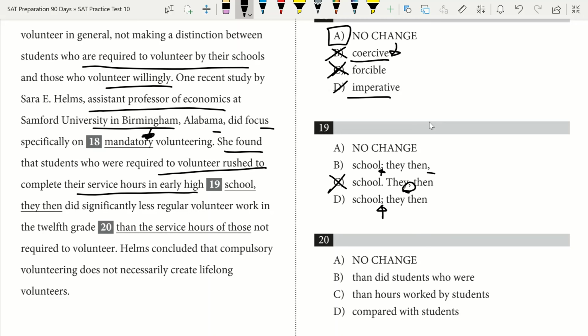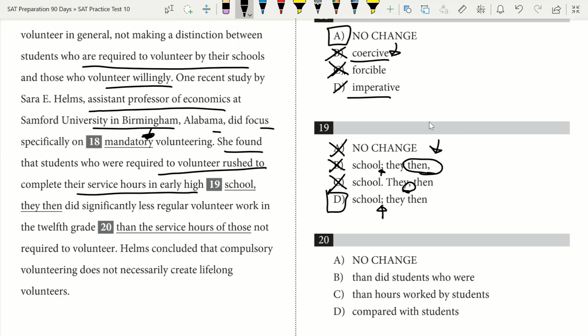If I'm looking at option A, we have in early high school, comma, they then did significantly less regular volunteer work in 12th grade. That's a run-on sentence because we don't have a comma with a coordinating conjunction, or a comma with a FANBOY. So then obviously I have semicolons in B and D, but I have a comma after then, right? I have they, then, comma. There shouldn't be a comma there. It's not allowed. There's just no reason to have a comma there. So the correct answer is going to be D for number 19.